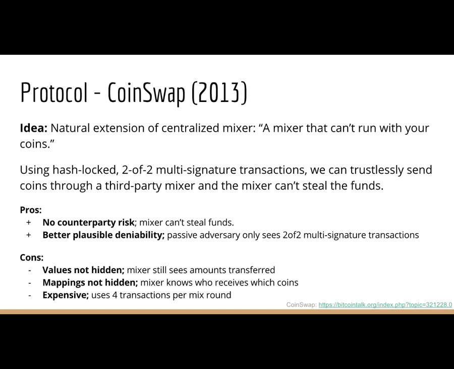The issue, though, is that the values of the transactions, the values going in and out of the mixer, are not hidden from the mixer. And also the mappings are not hidden from the mixer. So the mixer will eventually learn the input-output mappings. And it's also kind of expensive because it uses 4 transactions per mix round.